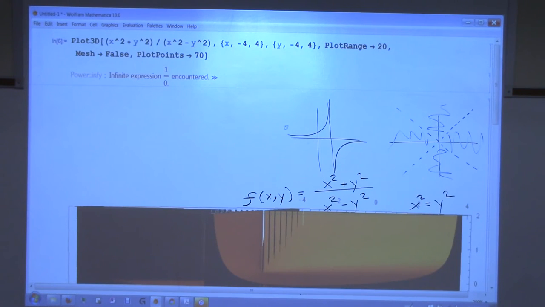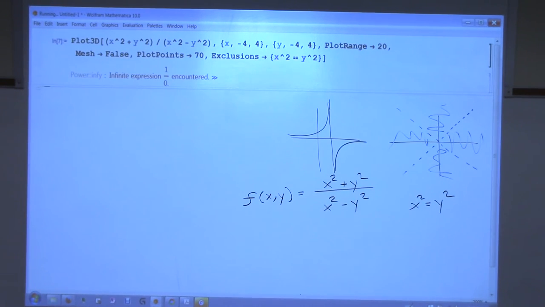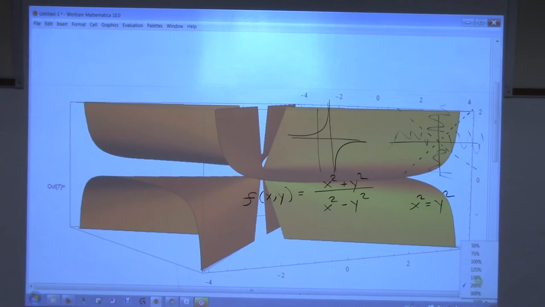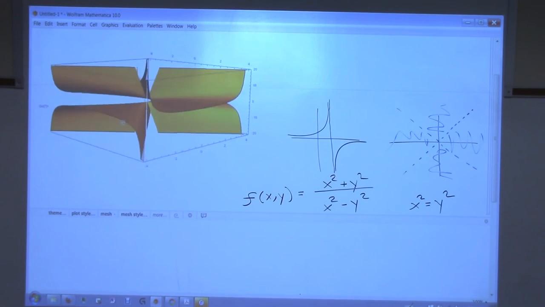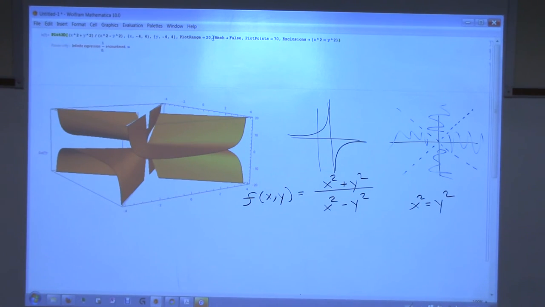I'm sorry, I'm just trying to get you all interested in this program. Exclusions, and then I've got to remember the syntax for this. Exclusions, x squared equals y squared. I think I may have messed this up, but I'm going to try. Okay, there we go. That worked. So what I did is I told the computer that if you ever try to plug in x squared equals y squared, to not do that, to take those out. I hate this stupid box they put around it too.